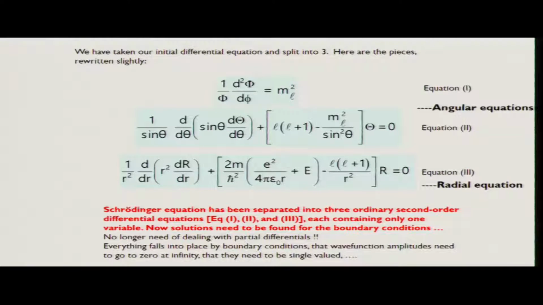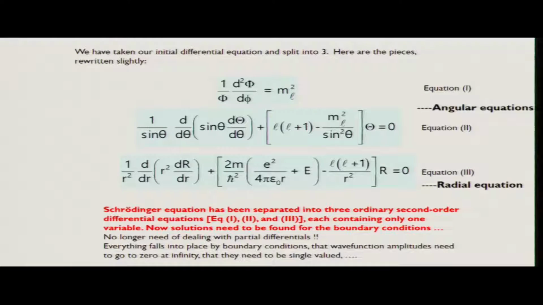The first two parts are the angular equations, where the double derivative of the phi function is a constant squared, and the second part is where the constant was L times L plus 1, which we have utilized to write the second part, which is our theta variable. Finally, the radial part is dependent only on the r function, and that is where the Schrodinger equation has been separated into three ordinary second order differential equations, equations 1, 2 and 3, each containing only one variable.